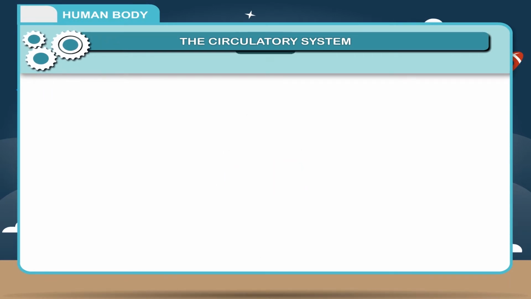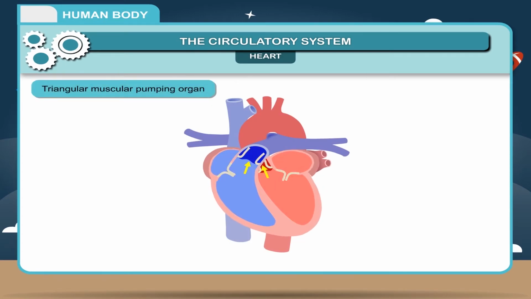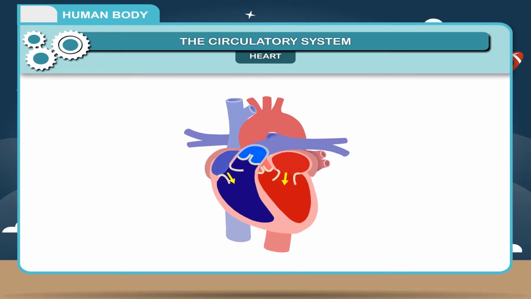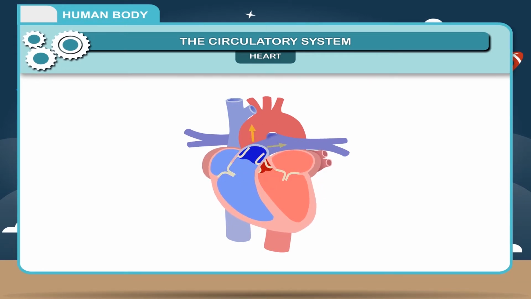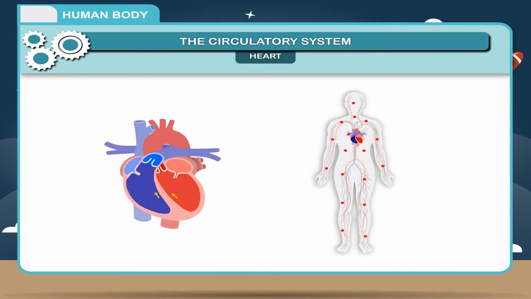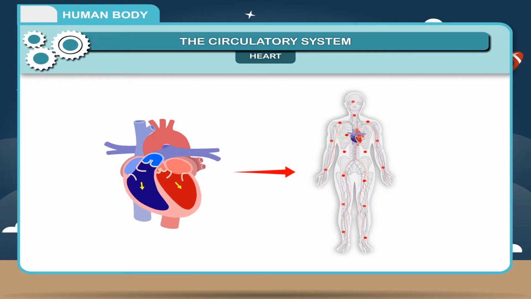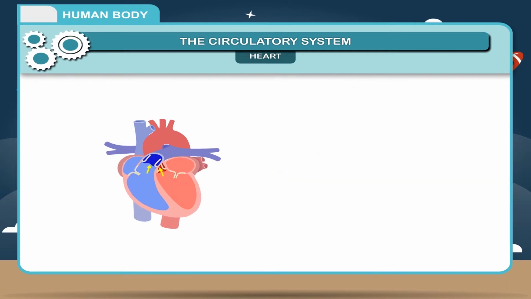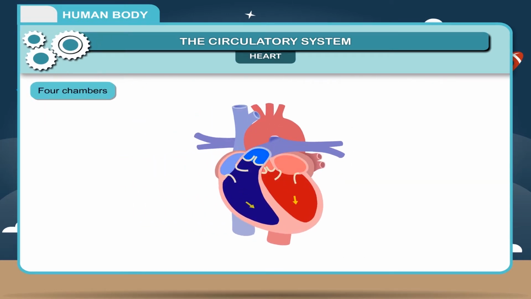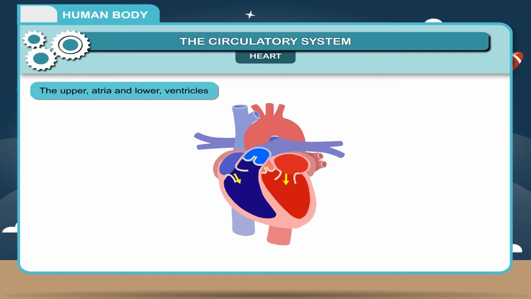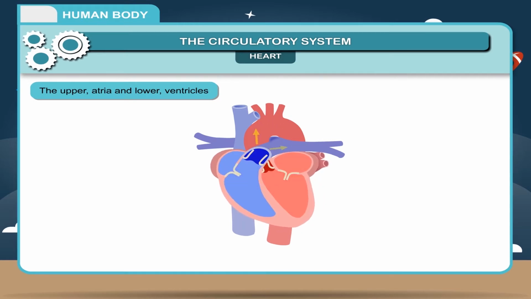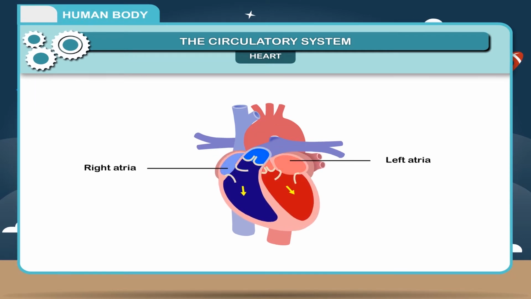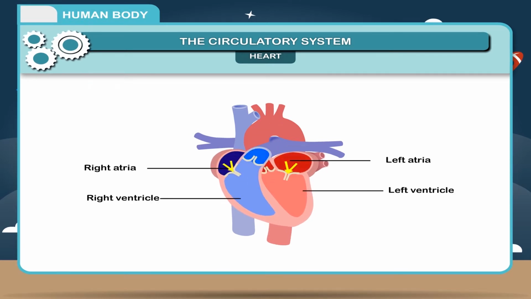Heart. The heart is a triangular muscular pumping organ made up of cardiac muscles. The main function of the heart is to pump blood to the various parts of the body. The heart is present inside the rib cage, also called the chest cavity. The heart is made of 4 chambers: the upper atria and the lower ventricles. There are 2 atria, left and right, and 2 ventricles, left and right.